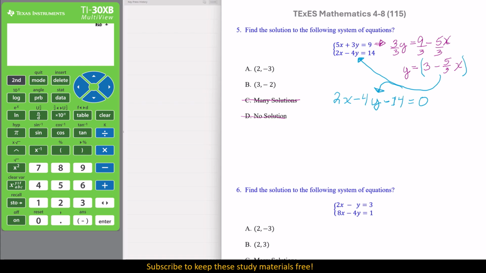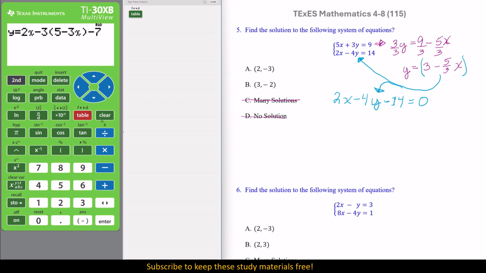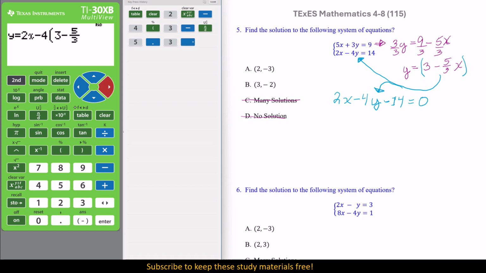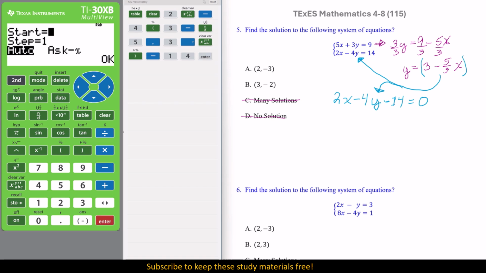All right, so let's put all this in the calculator, but we need to have table. I'm just going to type the whole thing in. 2x minus 4 in parentheses, the 3 minus, I need a fraction, 5 over 3, arrow over, put in my x, close my parentheses, and now I need my minus 14. Push enter. Yes, we need to start at 0 and steps of 1 because you see our a and b are whole integers. Okay, let's keep entering till we get it.